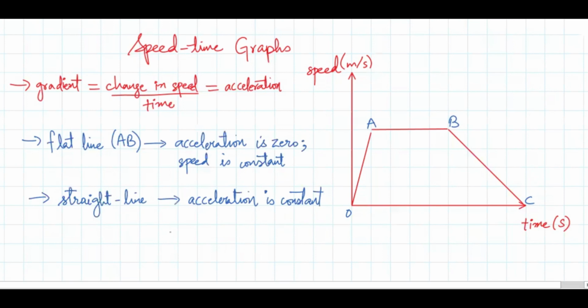Now, there could be different kinds of straight lines. For example, the straight line could be uphill, which means that it's going up, and like the line OA, it's going up. So an uphill line means that the acceleration is positive. So a positive acceleration means that the speed is increasing. As you go from O to A, the speed is increasing.